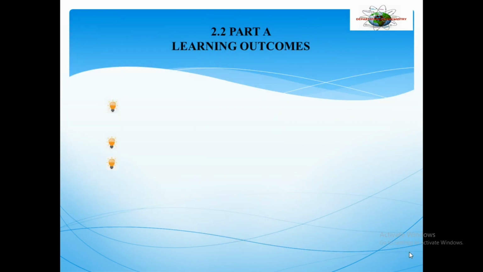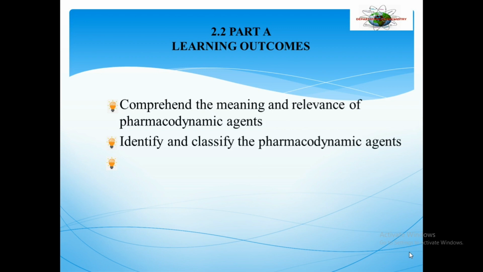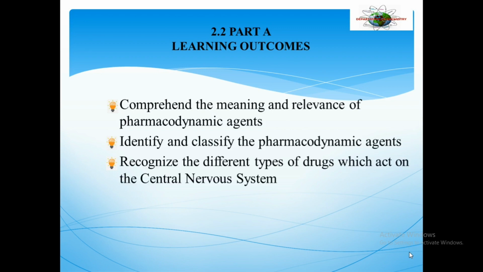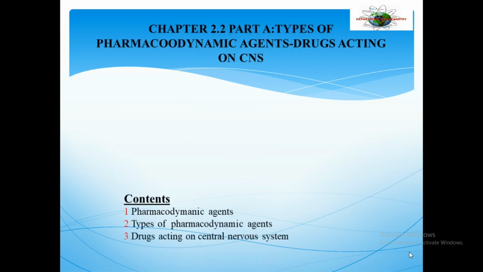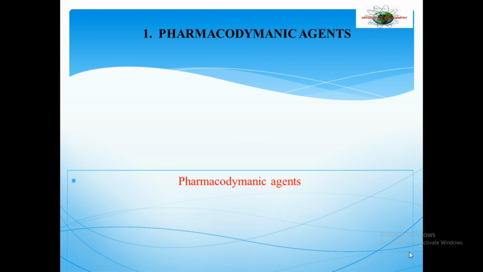Learning outcomes. By the end of this chapter, students will be able to comprehend the meaning and relevance of pharmacodynamic agents, identify and classify the pharmacodynamic agents, recognize the different types of drugs which act on the central nervous system. The contents of this chapter are pharmacodynamic agents, types of pharmacodynamic agents, and drugs acting on central nervous system. Coming to the first topic in this chapter, pharmacodynamic agents.